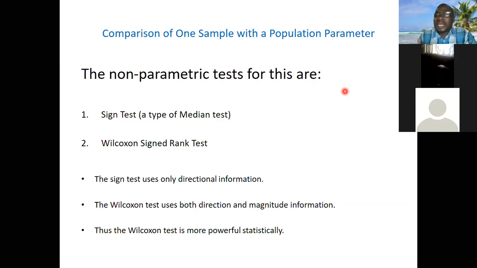They are different, but they are very close: the sign test and the Wilcoxon signed rank test. It's the same thing you use for comparing paired observations. So for paired observations, instead of using the paired t-test, you use the Wilcoxon signed rank test also. So it's a little bit different from what you have in the parametric tests.